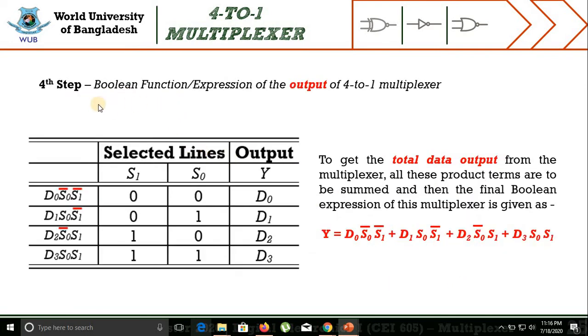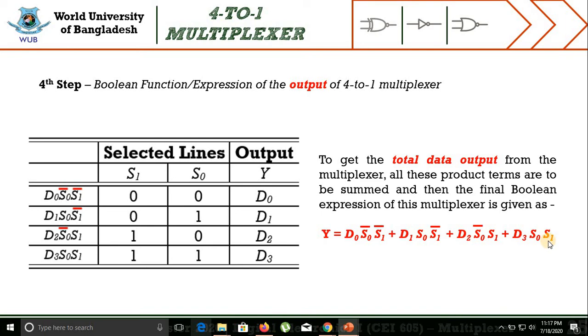Fourth step would be the Boolean function or Boolean expression of the output of the 4 to 1 multiplexer. Since a 4 to 1 multiplexer has only one output, to get the total data output from the multiplexer, all these product terms are to be summed, and the final Boolean expression of the multiplexer is given as Y equals D0 and not S0 and not S1, or D1 and S0 and not S1, or D2 and not S0 and S1, or D3 and S0 and S1.